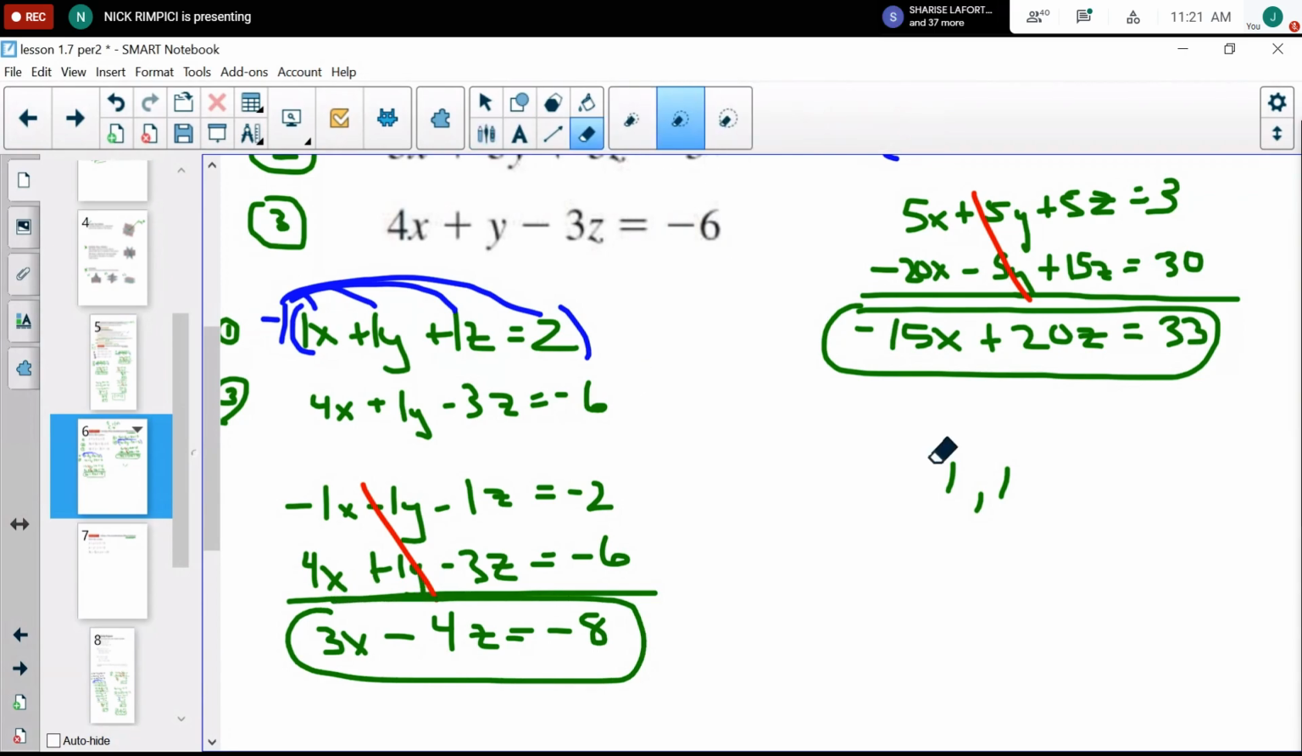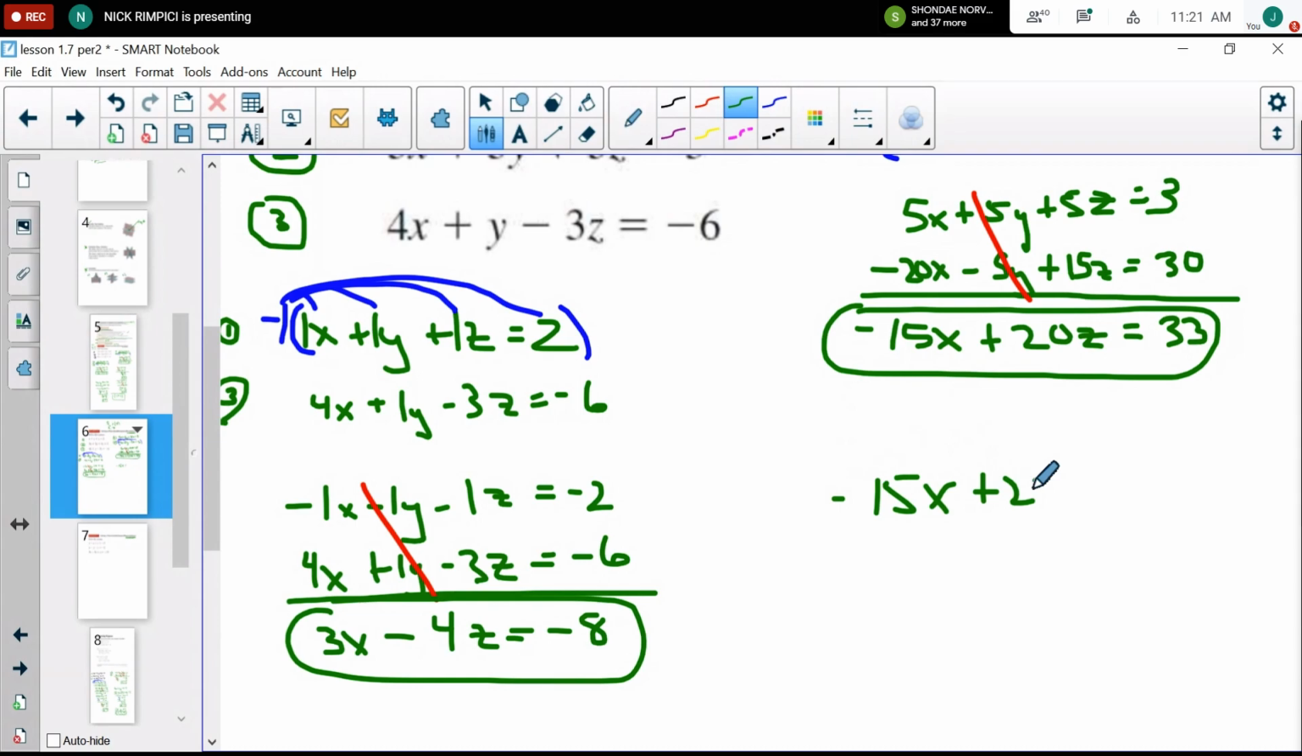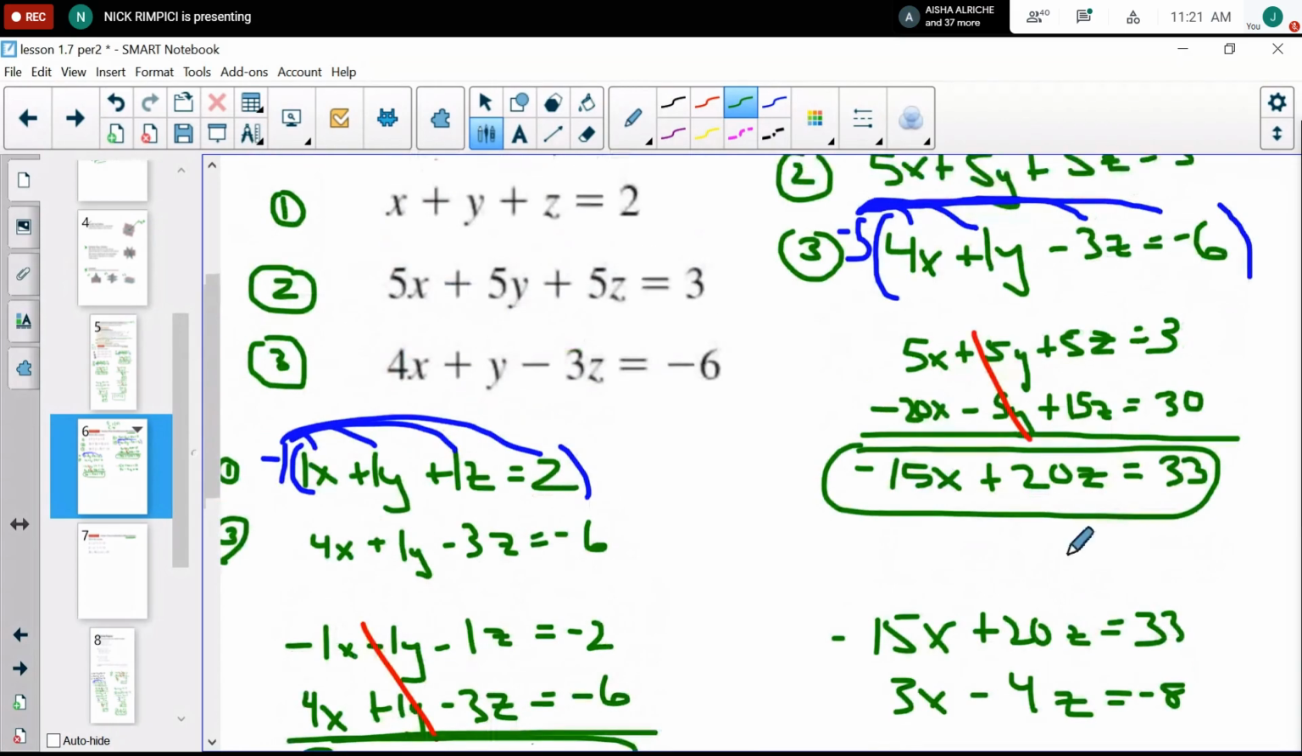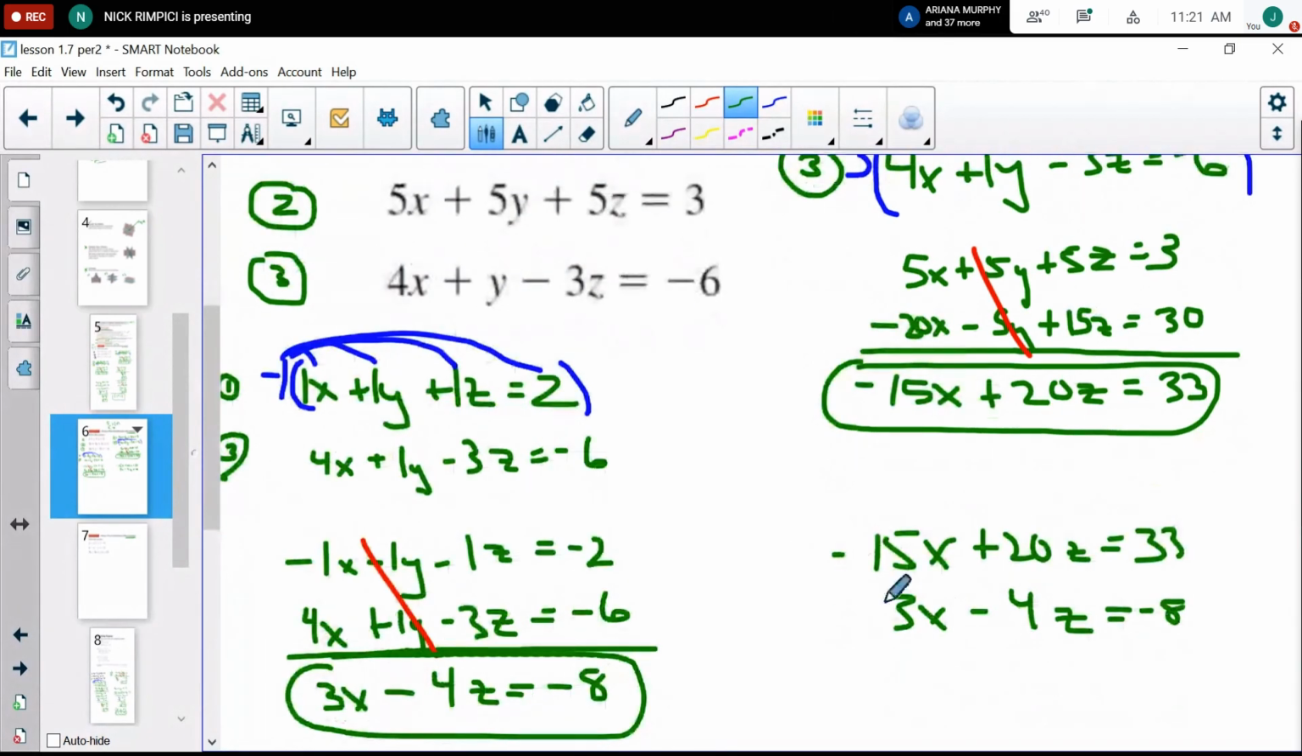So let me just erase these ones that are in my way. And now look, this equation is -15x plus 20z equals 33. We solved that earlier. And now we just solved this one, which is 3x minus 4z equals -8. I'm very happy so far because you've gone from 3 equations with 3 variables, x, y, and z, down to 2 equations with only 2 variables.